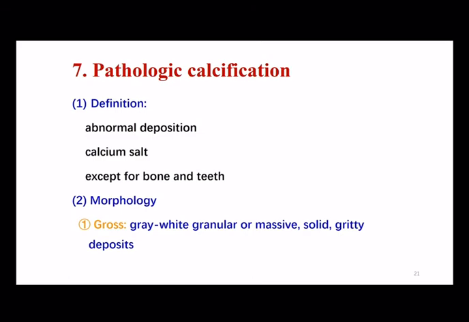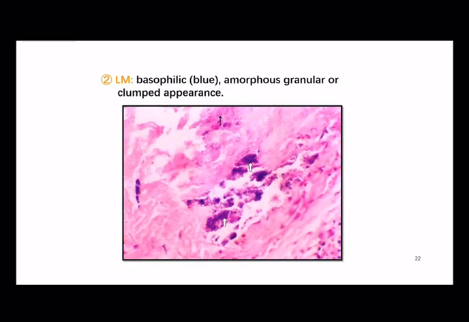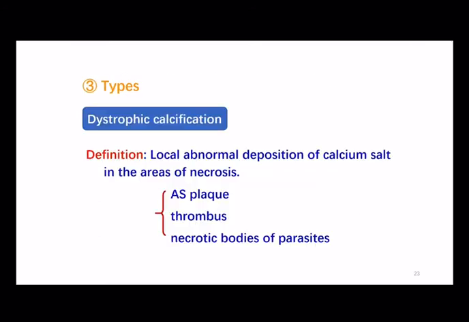Grossly, they are gray white, granular or massive, solid, gritty deposits in tissue. Under microscope, it's blue, amorphous granular or clumped stuff, like here and here. The pathologic calcification has two types. Number one, dystrophic calcification. That means local abnormal deposition of calcium salt in the areas of necrosis.